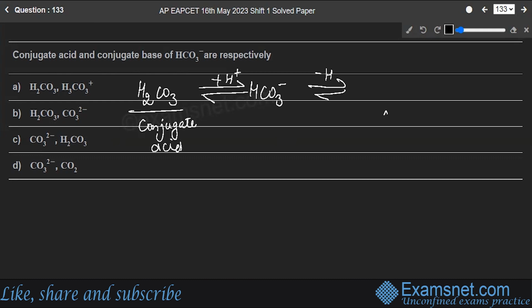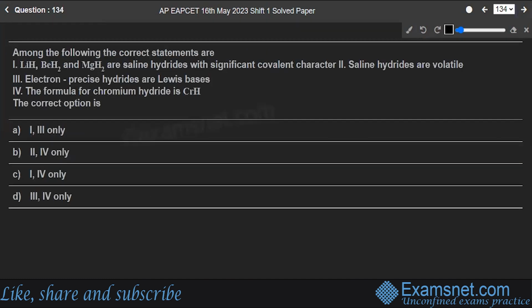And for making the conjugate base, I have to remove the H plus ions. If I remove H from here, you will be left with only the carbonate ion. So this is your conjugate acid and this is your conjugate base. You have the option as the correct answer. Hope you understood. Next is question number 434.